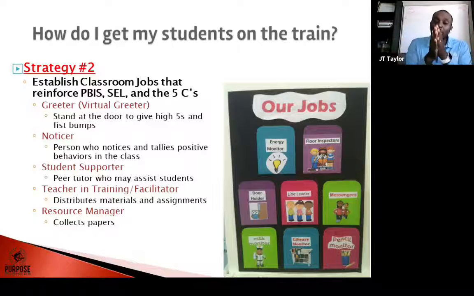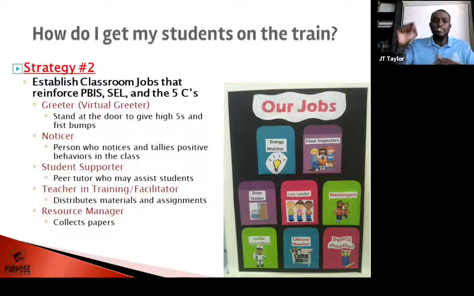So guess what? I would encourage you to nominate someone as a greeter. Even in the virtual setting, you can nominate a virtual greeter and ask this student, or two or three students, to personally greet everyone as we engage in the learning setting, in the introduction.